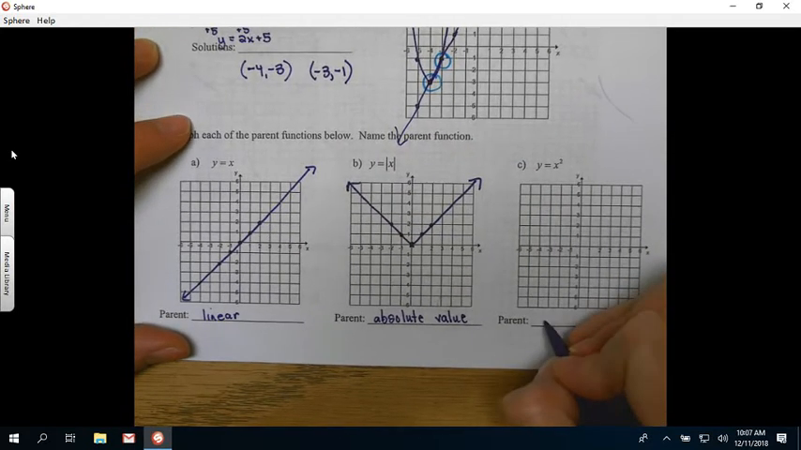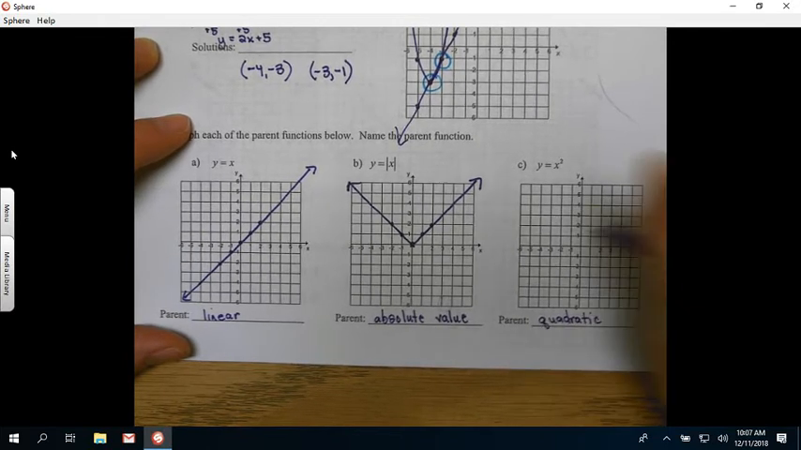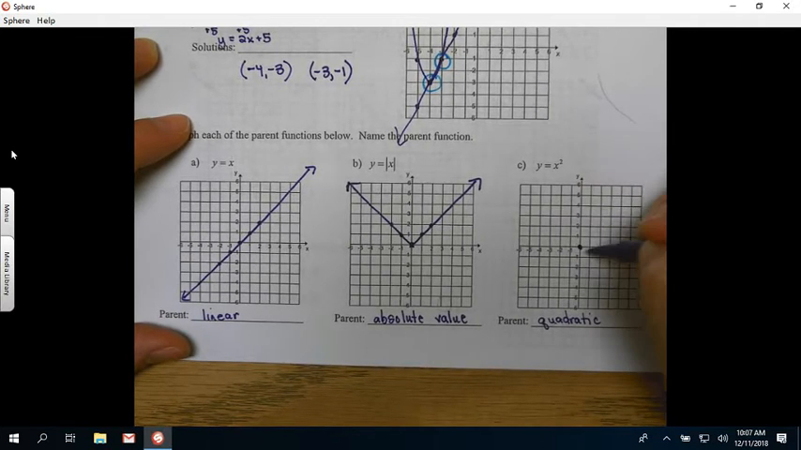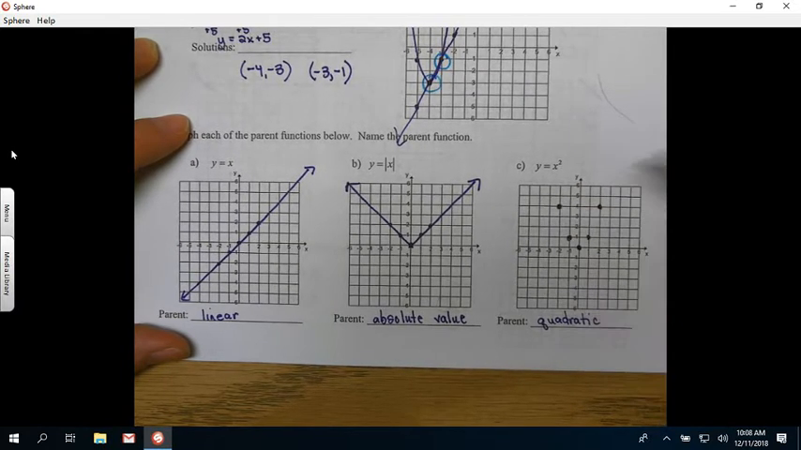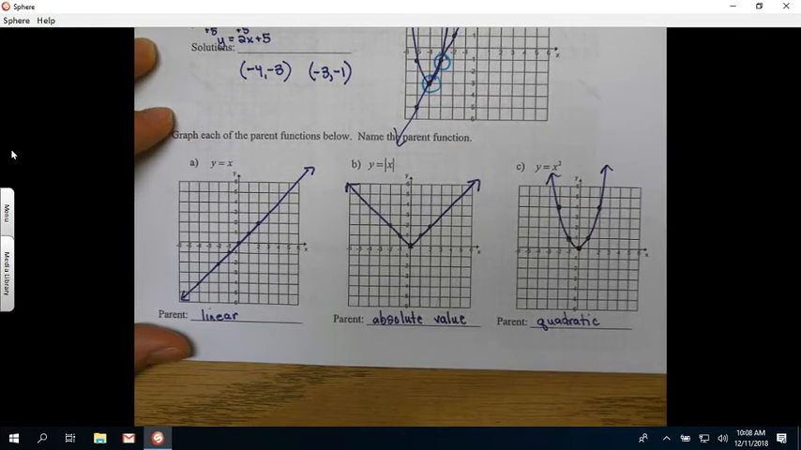And my last one, y equals x squared, is your quadratic, which has a vertex at (0, 0), and then out 1, up 1, out 2, up 4. And then if I went any further out, it would go off my graph, so I'm just going to use those points. Okay.